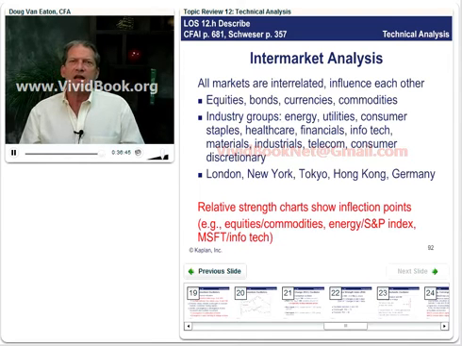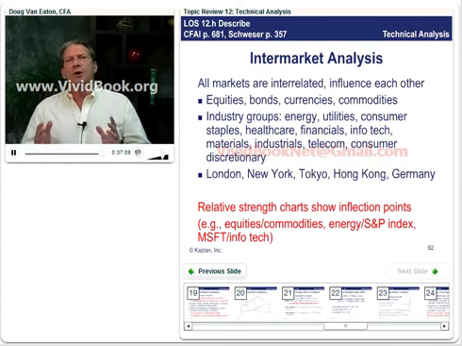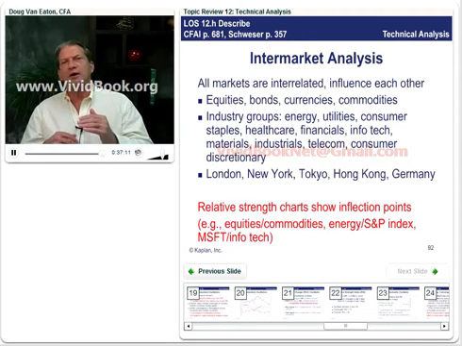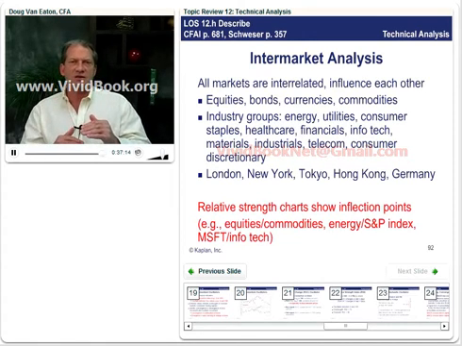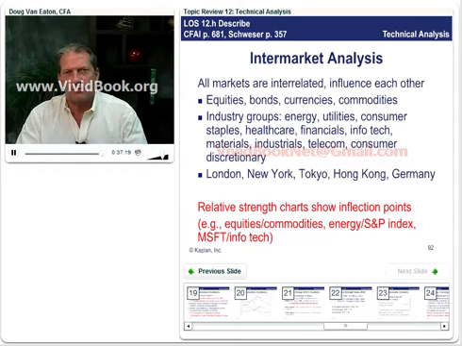And then we can look at industry groups too, and what's going on with energy versus utilities, or healthcare versus financials, telecom or consumer discretionary spending. And then we can also look at intermarket globally, London versus New York Stock Exchange versus Tokyo, Hong Kong, or Germany. Now, these relative strength charts, and when we're talking about relative strength here, we're talking about the price of, say, an equities index versus a commodities index, or energy versus the S&P, Microsoft versus the information technology sector, or perhaps the 10-year Treasury bond versus the S&P 500.